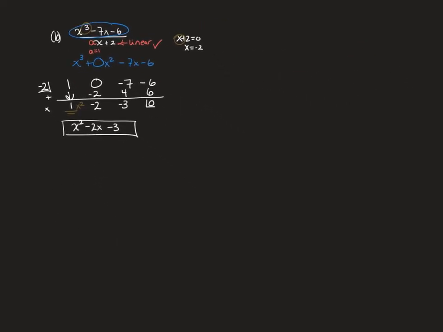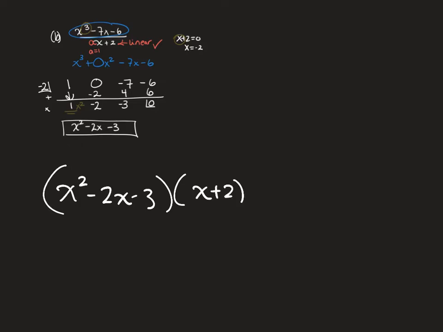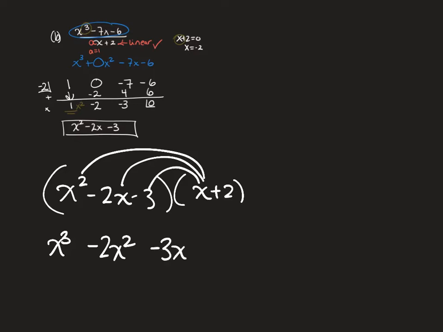So put that in the corner. Same thing. I'm going to take my x squared minus 2x minus 3 and multiply back in my x plus 2. So x times x squared is x cubed. X times negative 2x is negative 2x squared. X times negative 3 is negative 3x. And then the 2 has to also go in. So 2 times x squared is 2x squared. 2 times negative 2x is negative 4x. And 2 times negative 3 is a negative 6.